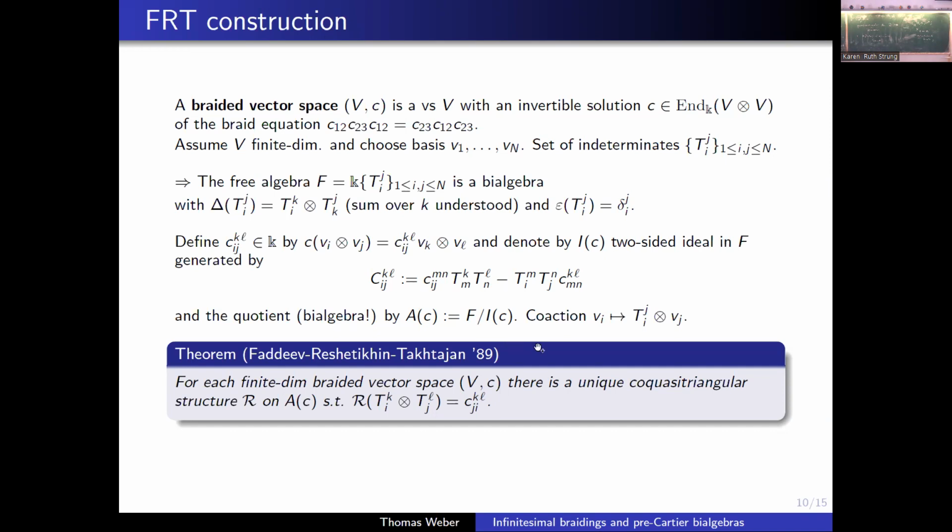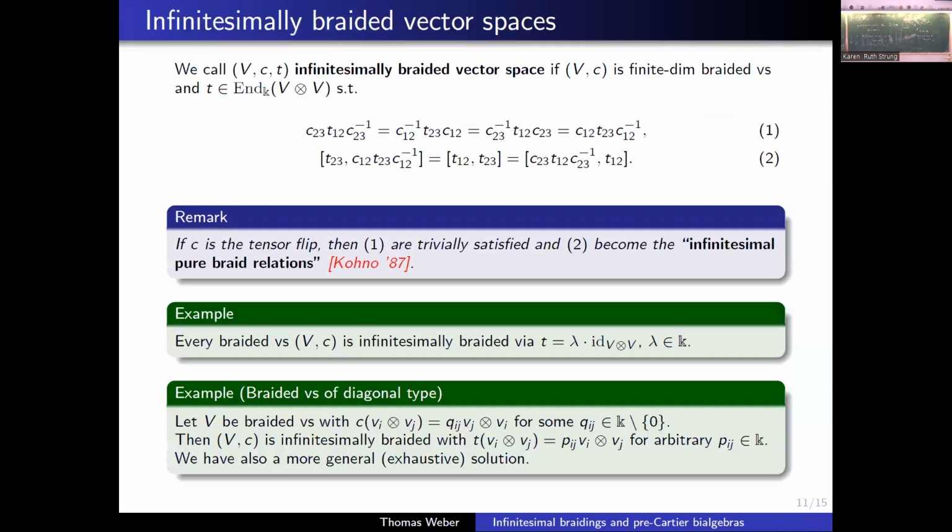And it's even better, it turns out this is a coquasitriangular one, where your R is given on generators simply by the coefficients of C with some index flips. So here we have some ji. Okay, very nice. This is how we can build a lot of coquasitriangular bialgebras.